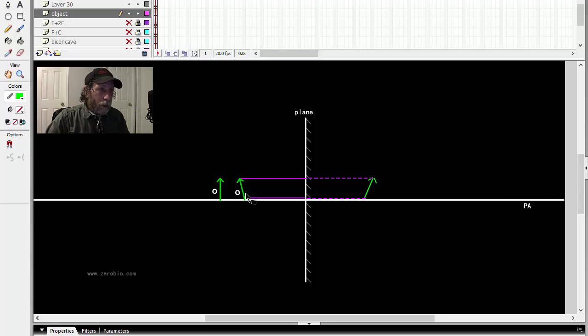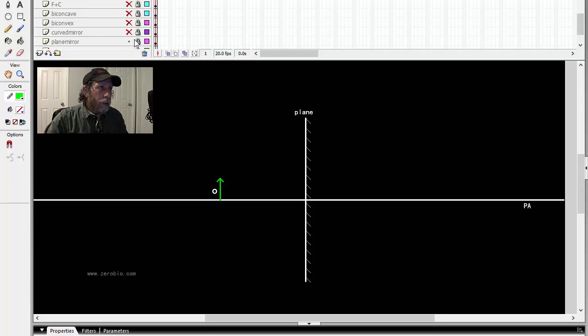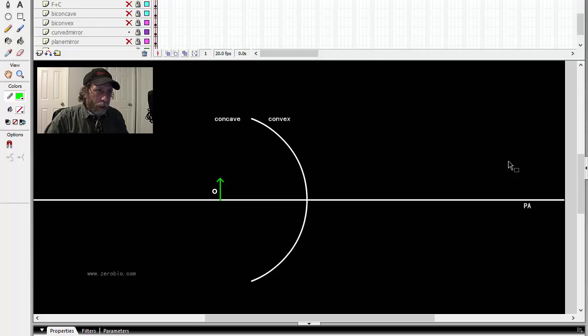Let's now move on to something else. Geez, I wish I didn't draw those in that position. Okay, no problem. There's my object. Okay, we're going to move over to some curved mirrors now. I'm going to hide that. And let's come over to this typical curved mirror.